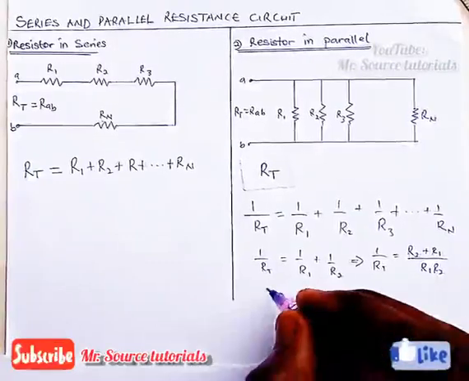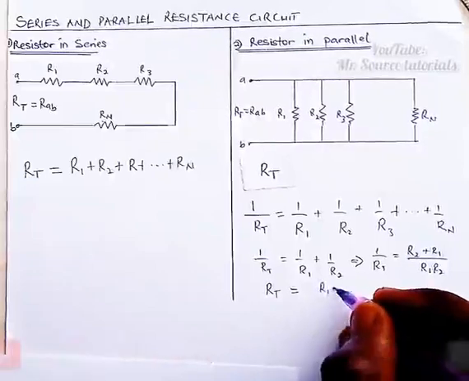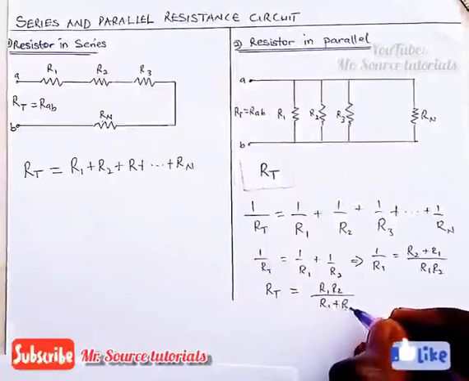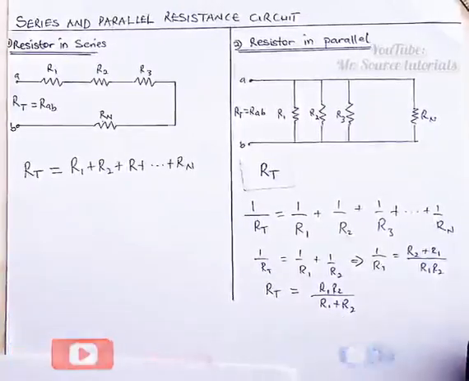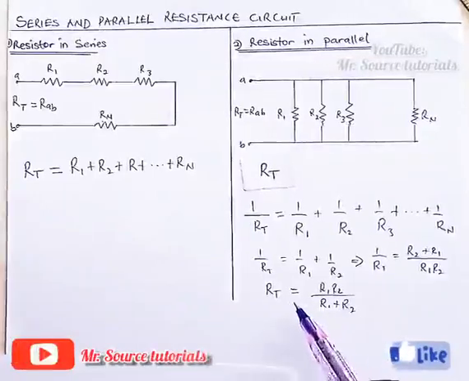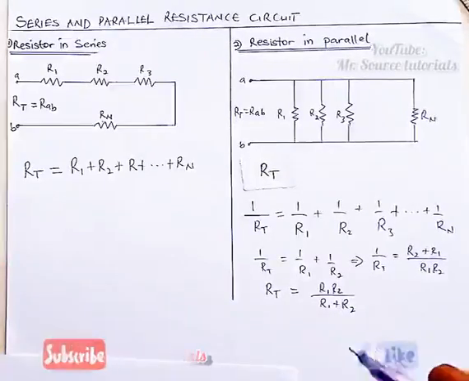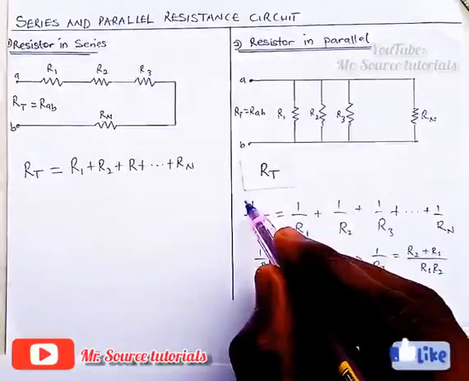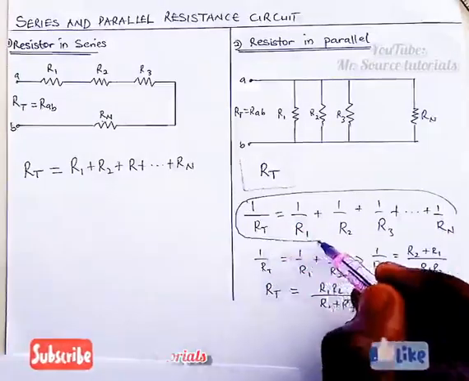Alright, so your R total will be equal to R1 R2 divided by R1 plus R2. Some textbooks might show this formula for finding two resistances in parallel. You can derive the same formula for finding two resistances in series, but this is the basic formula that you use. It's the same thing all through.